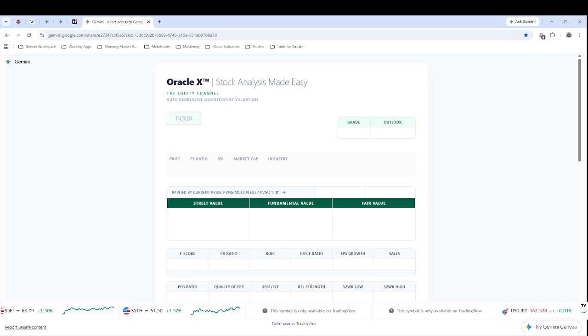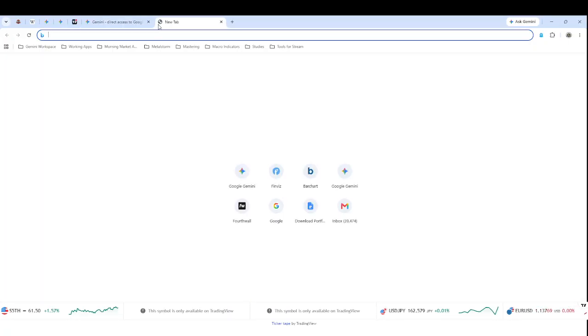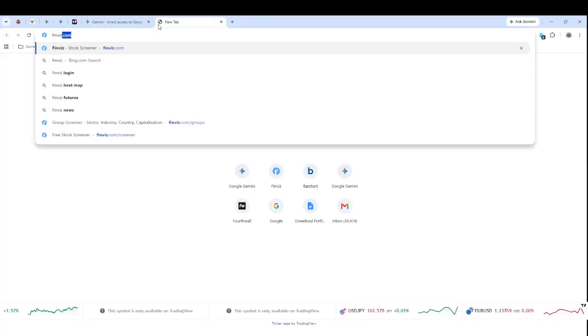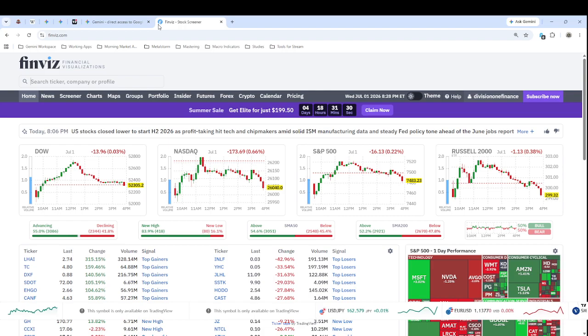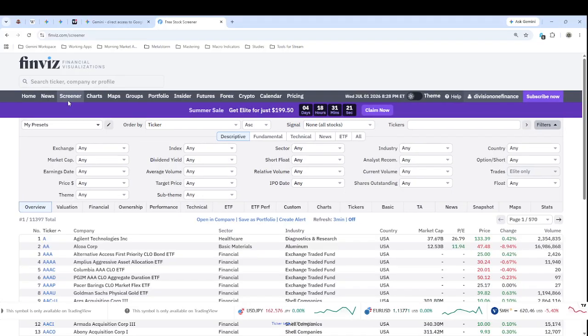Okay. So the first thing we want to do within this process is take this large market and screen it on down, right? So speaking of screeners, let's go on over to Finviz, okay? Let's go over to the screener here and let's get started on this.